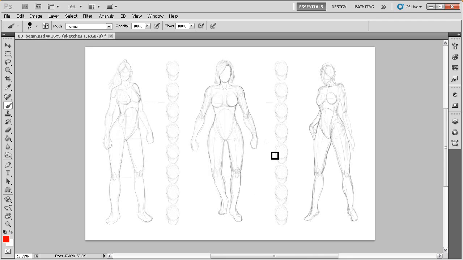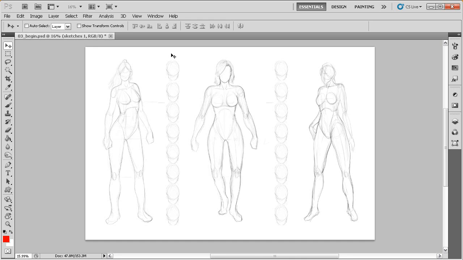So, you can see here in this first round of sketches that we've got a variety of different poses and even some slight anatomical variations in our female character. You can see that some of them are a little bit more slender in the shoulder area. Some of them are a little bit beefier in the shoulder area.